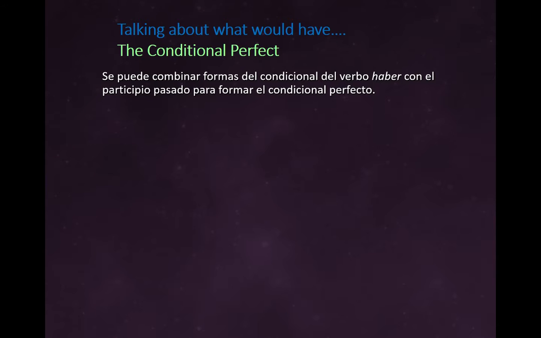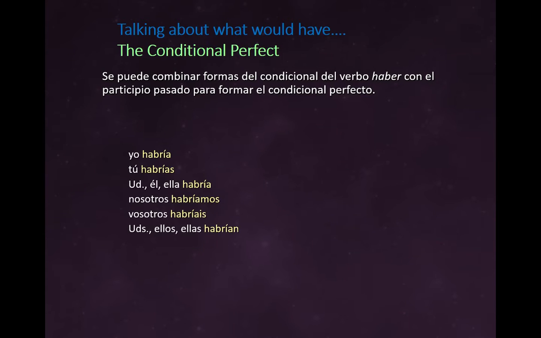So we can take the verb haber and use its conditional forms and combine it with the past participles that you've already learned to create what we call the condicional perfecto, the conditional perfect. So let's take a look at that. The conditional of the verb haber looks like one of the dirty dozen. In fact, it is one of the dirty dozen.